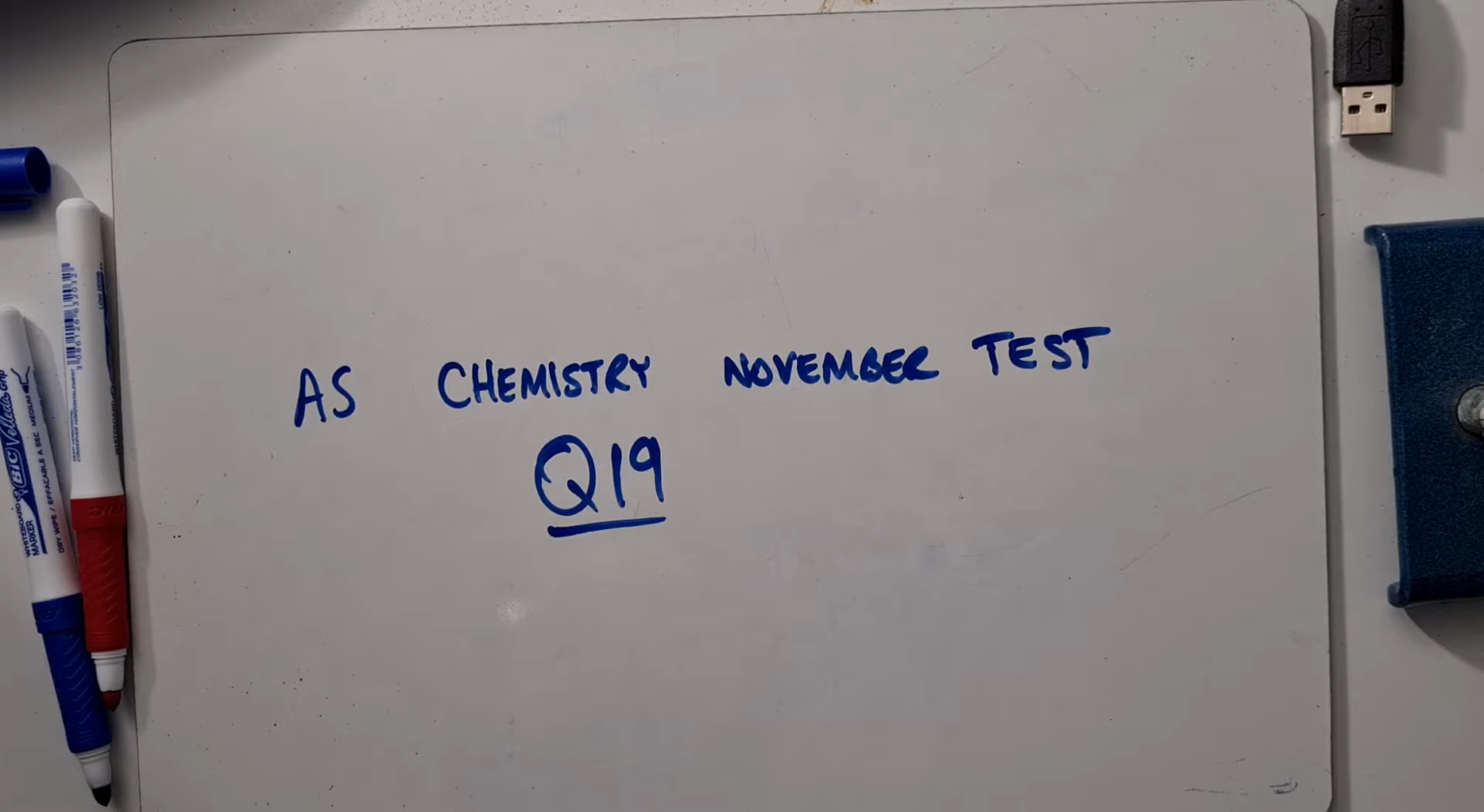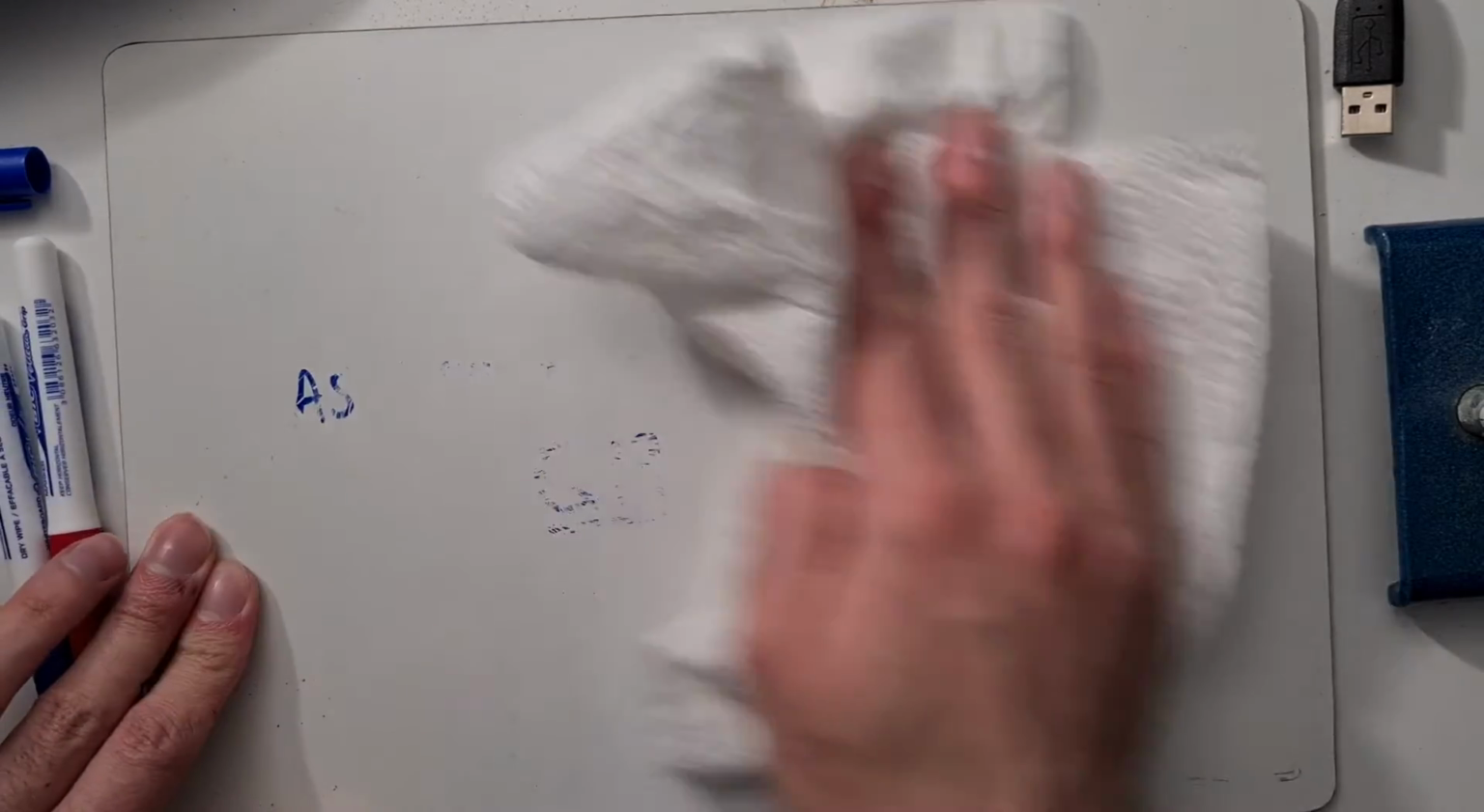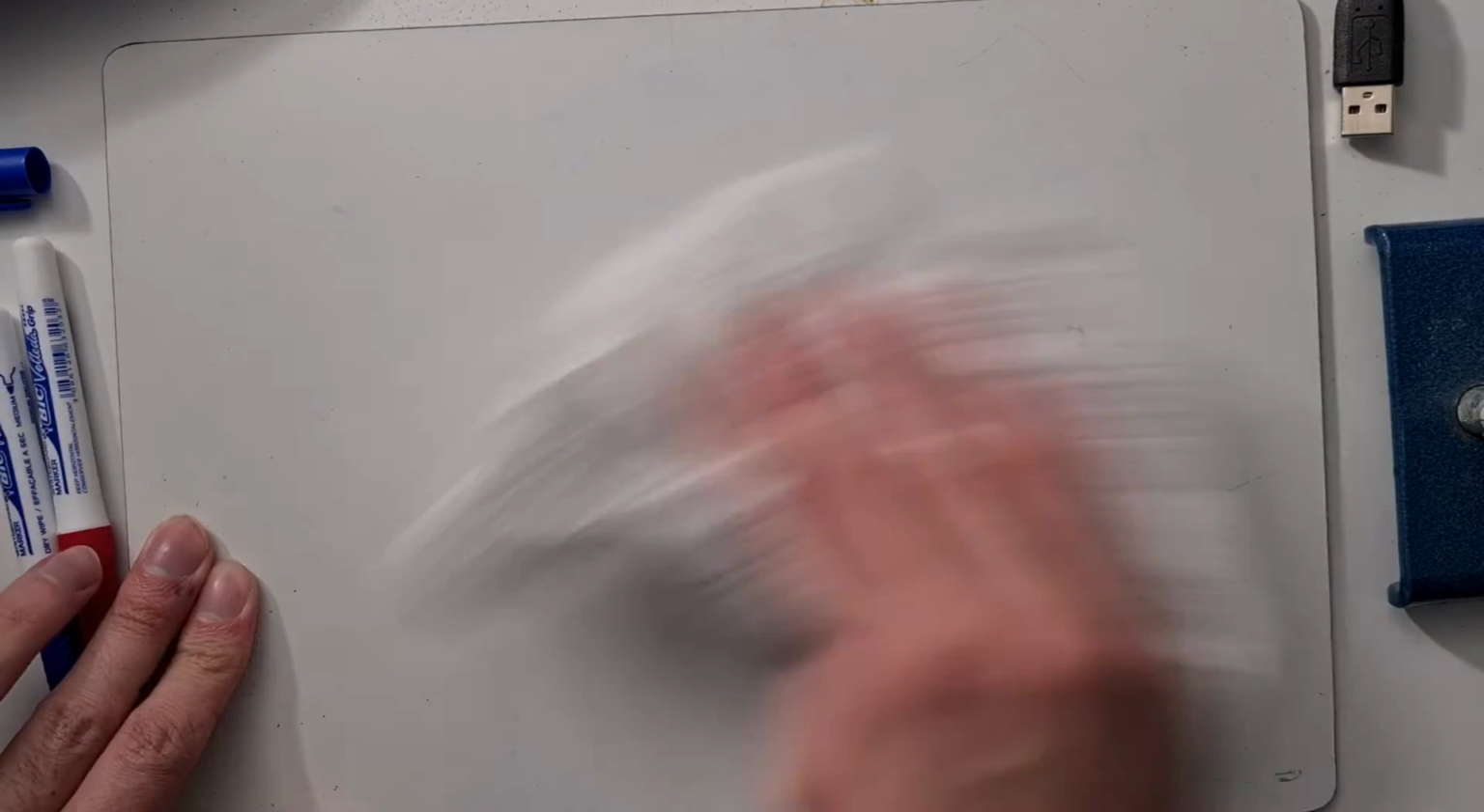Hi comrades, this is going to go through AS Chemistry, the November test for question 19. So in question 19 it tells us that sodium sulfide, Na2S, is an ionic compound of sodium, Na, and sulfur, S. Draw a dot cross diagram to show the bonding in sodium sulfide.